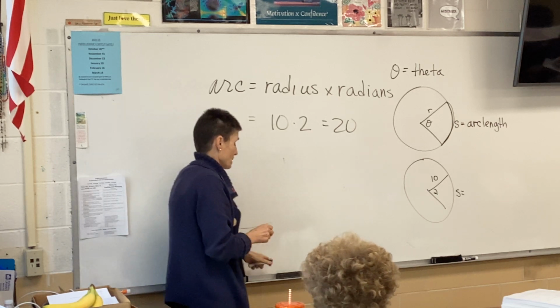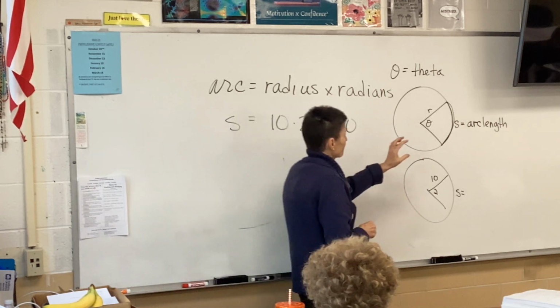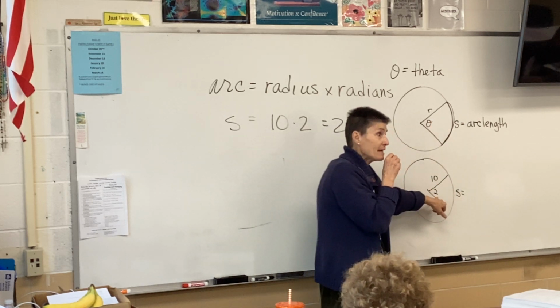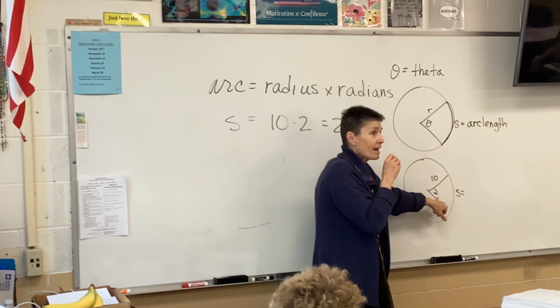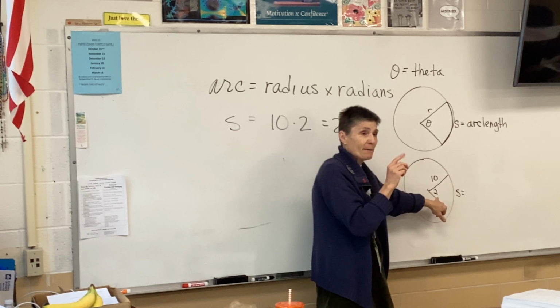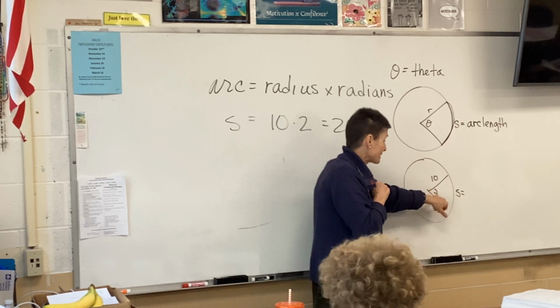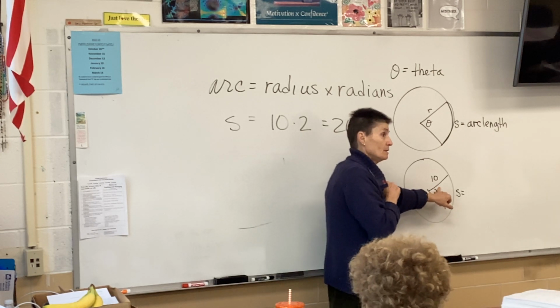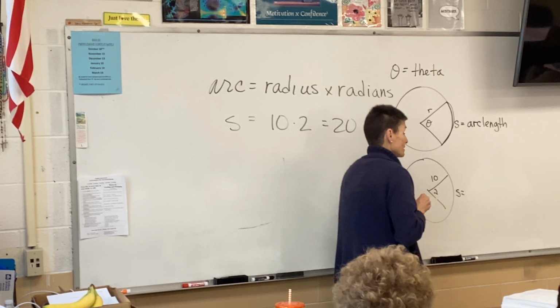Now, one more comment. If the angle does not have a degree mark, it's automatically radian. So this is a radian measure because it doesn't have a degree mark. We'll talk about what to do if it has a degree mark.